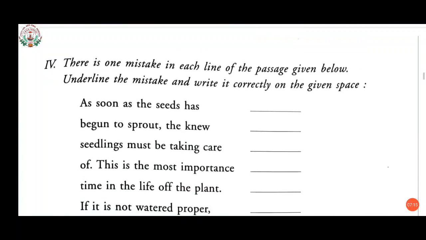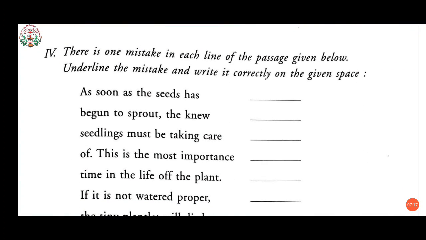Next question, students, fourth one. Then again we have to find the error. One small passage is given and we have to find the error over here. So fourth is: there is one mistake in each line of the passage given below. Underline the mistake and write it correctly in the given space.